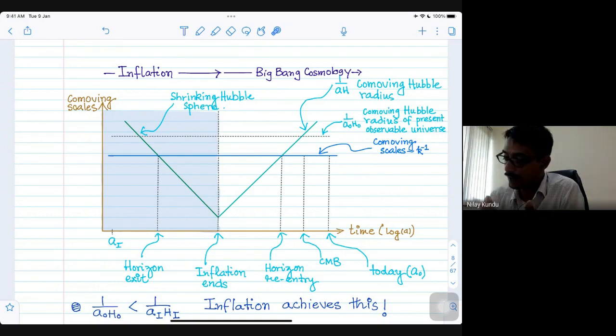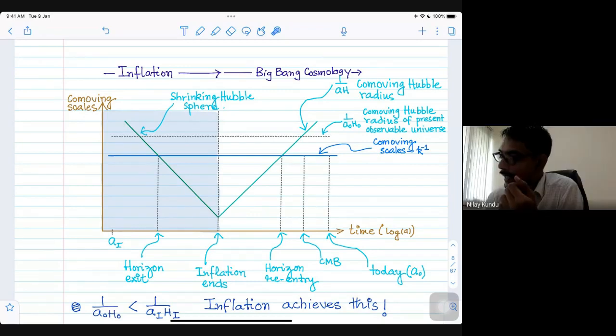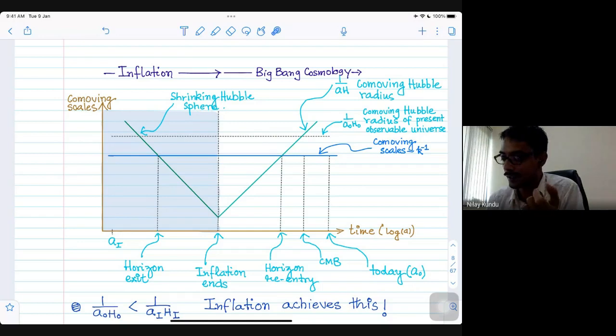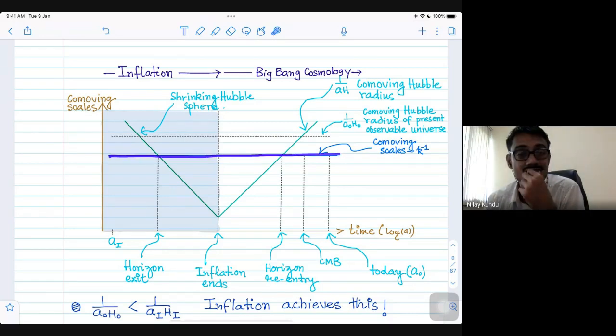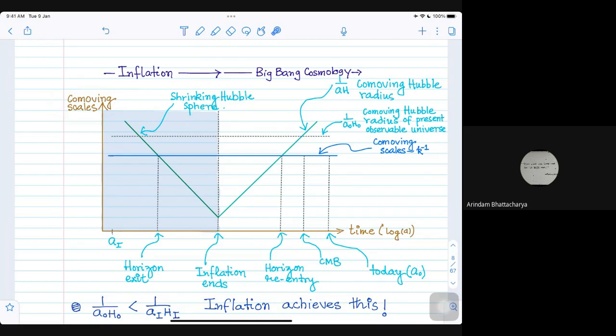Now, what inflation does... Sorry, yes. Can you repeat this statement again? This co-moving scale, what does it represent? So co-moving scale, you can attach, let's say, the separation between two particles, which is lambda. That has nothing to do with the expansion of the universe, so that stays constant. I'm saying co-moving, not the physical length scale, the co-moving length scale.